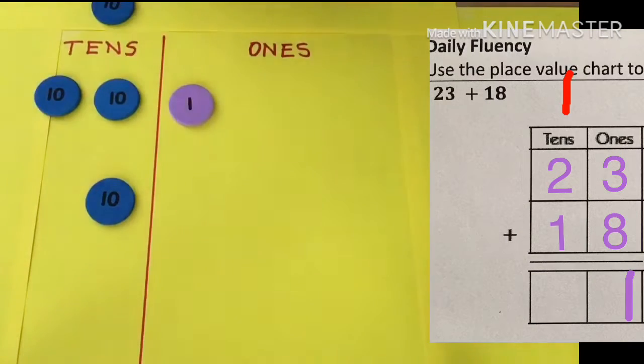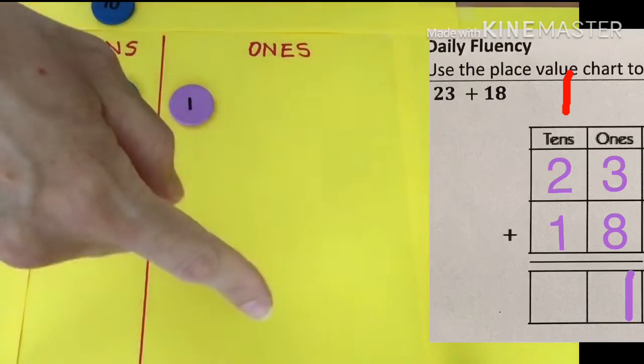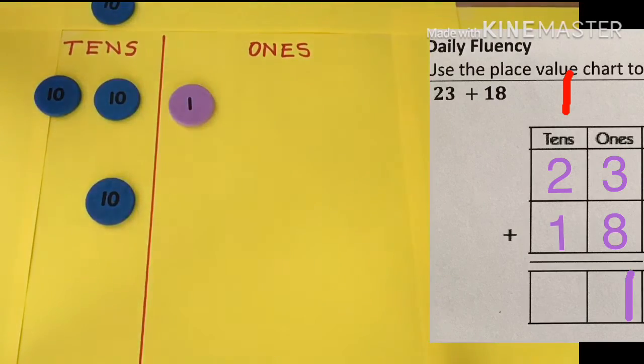So I'm done adding with the ones. I write down 1 that is left over at the bottom, and now I'm gonna add the 10s. So I have 2 plus 1, 3, but let's remember the one that we traded from the ones. So 3 plus 1 equals 4. And we write that down. So the answer is 41.